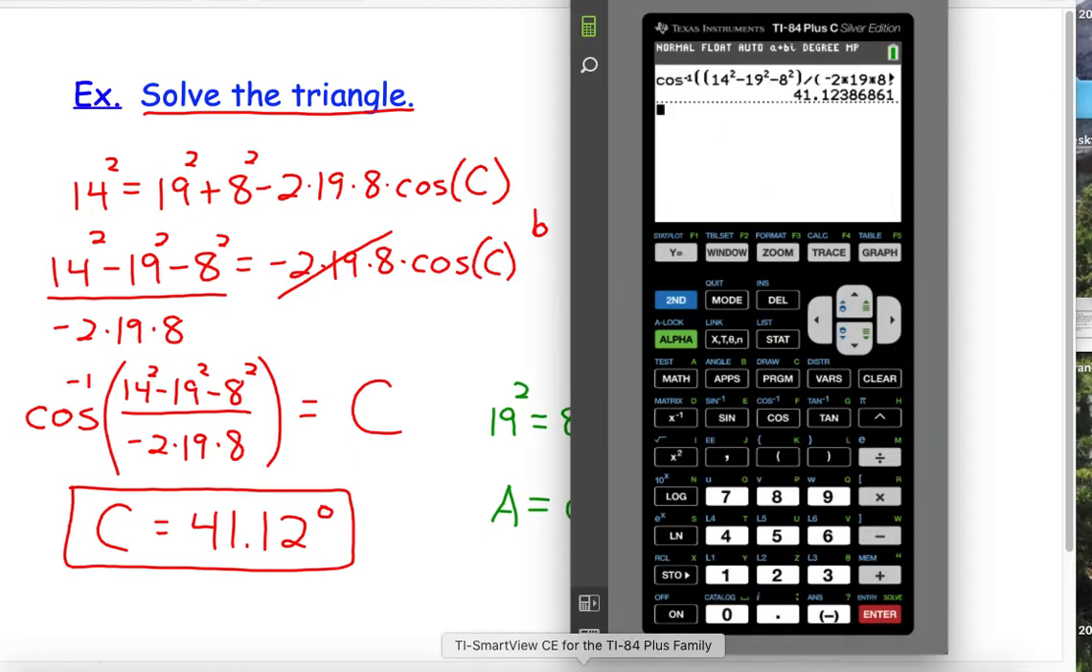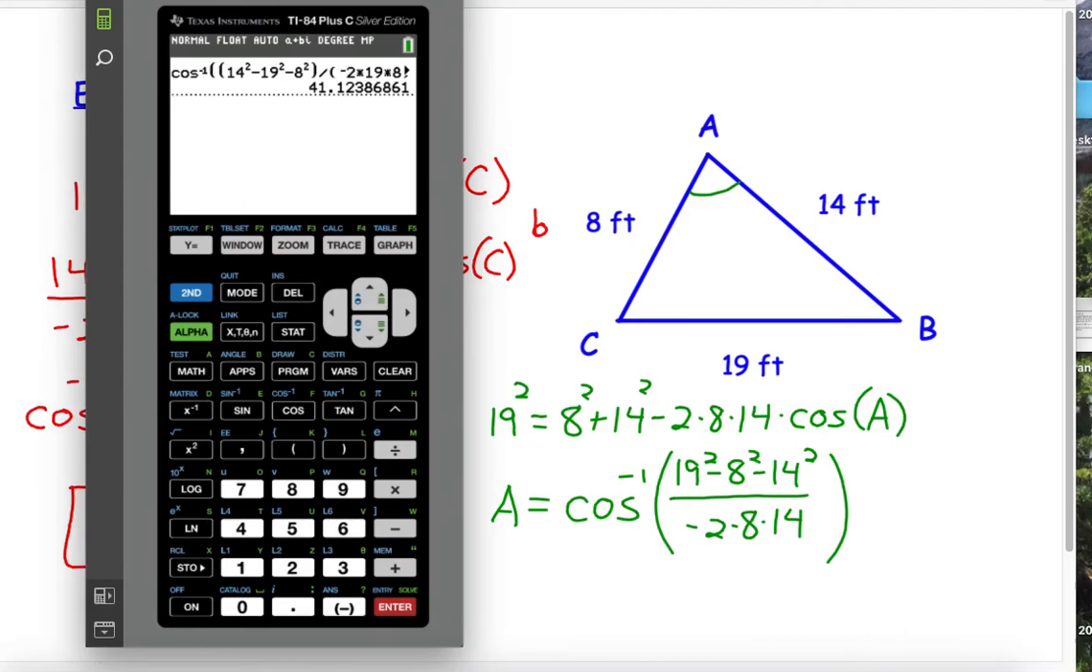And I can grab the calculator, punch that in, second cosine, another parenthesis, 19 squared minus 8 squared minus 14 squared, close off, divided by negative 2 times 8 times 14, close, close, enter. So angle A is 116.8 degrees, 116.8.